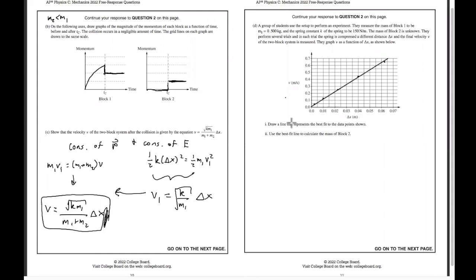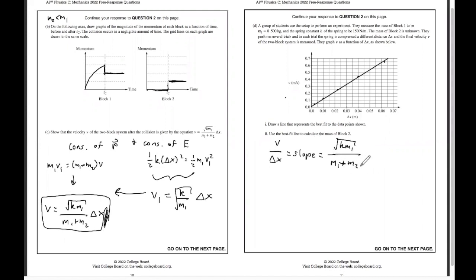All right, so that looks approximately good for our best fit line. It's not as good. I have a lot more fun creating those graphs by hand, but it is what it is. All right, so there's my best fit line. Now I have to use the best fit line to calculate the mass of block 2. Note that rise over run is slope, so v over delta x is slope. And according to our equation, that's going to equal root(k m1) over (m1 plus m2).